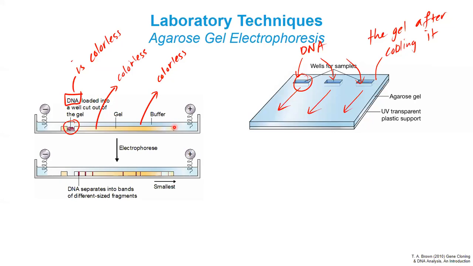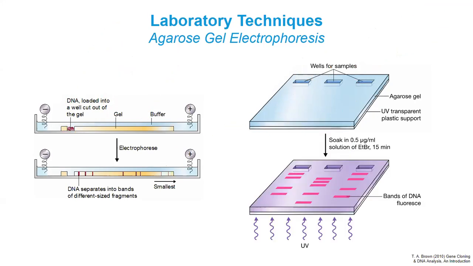So we can only see the DNA after we allow electricity to push the DNA to move through the gel. Then we turn off electricity and we take the gel out like this. And then we expose the gel to UV light. UV light will show us where the DNA is inside the gel. Of course, in order to see the DNA, we need to use a DNA dye.